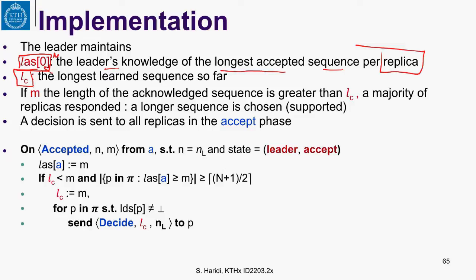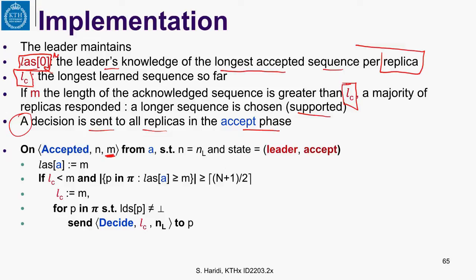Then when we get an accepted message, remember M is now the length of the accepted sequence. If the length that came to the leader of the acknowledged sequence is greater than the longest chosen sequence, it means that a majority of replicas have responded. So we now have a longer sequence that is chosen, and therefore we can send a decision to all replicas in this accept phase. We can see it here.